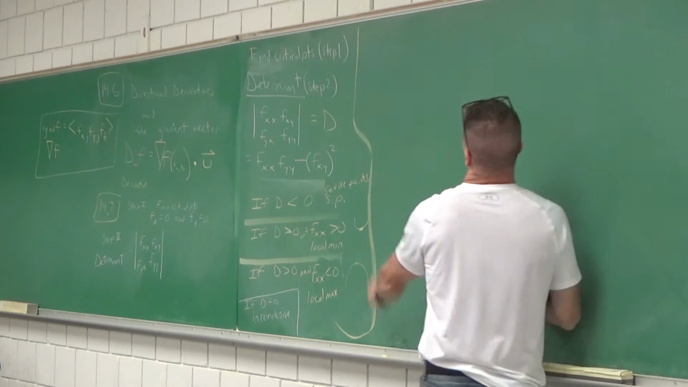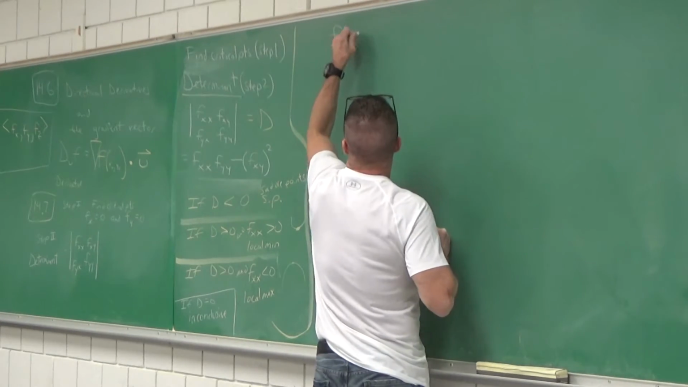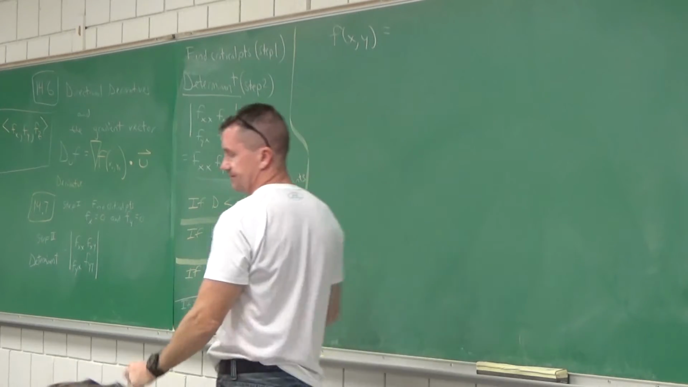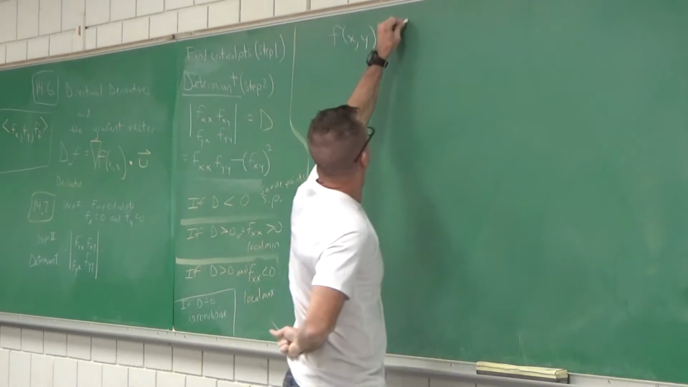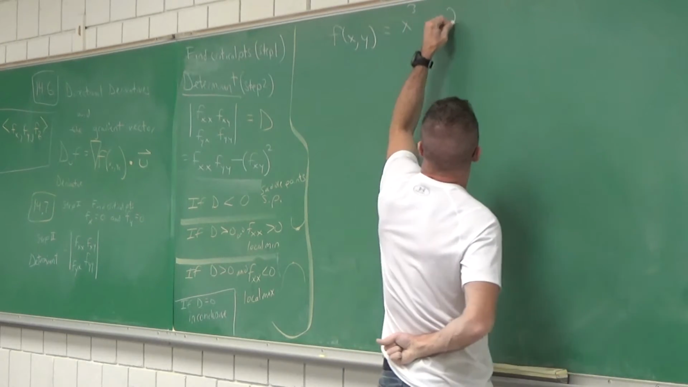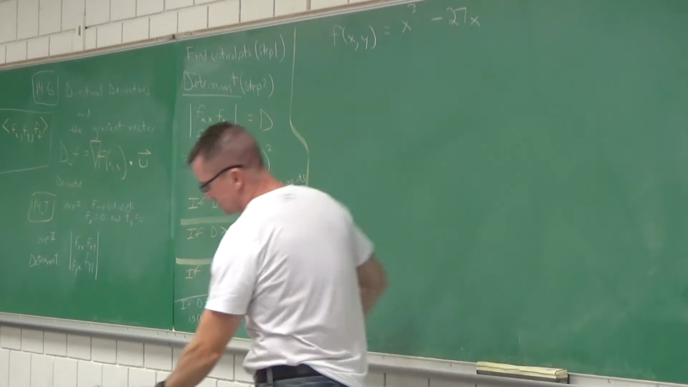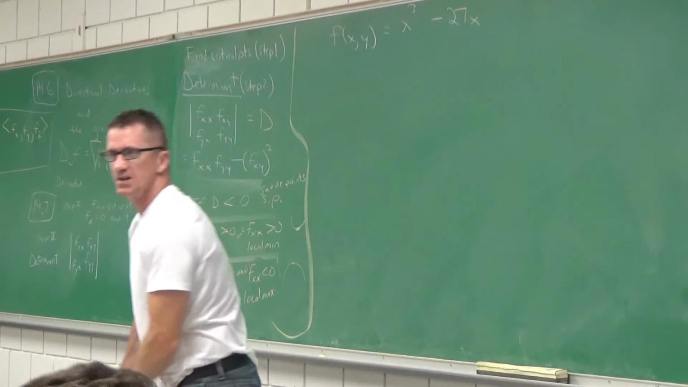So here's our first problem. Here's a function of x and y. How about x cubed minus 27x plus 3xy squared.